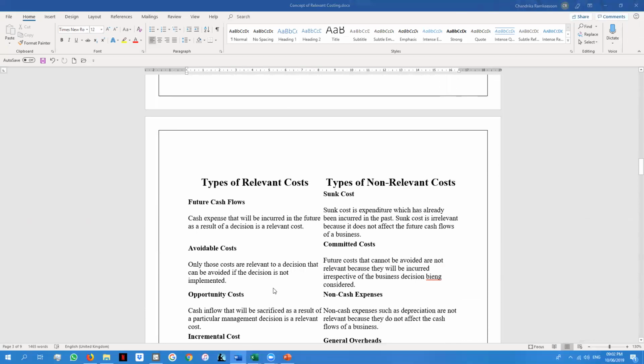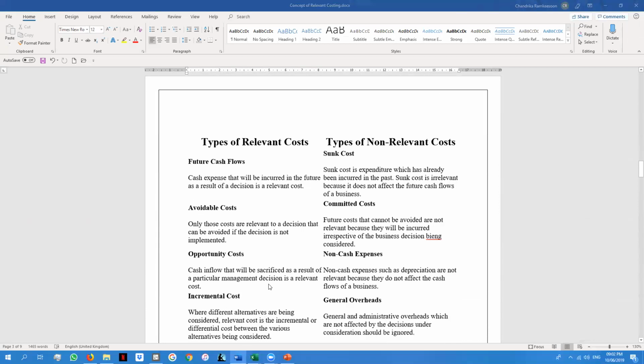Okay, so we've got a little summary of the types of relevant costs and types of non-relevant costs. Future cash flows, sunk, avoidable, committed, opportunity. They're not opposites. Maybe the opposite of future is sunk, but still, don't think about them like that. It's just that on one hand, the left hand side, I have relevant, and on the right hand side, non-relevant.